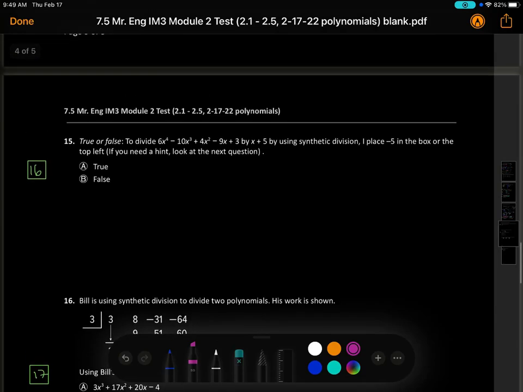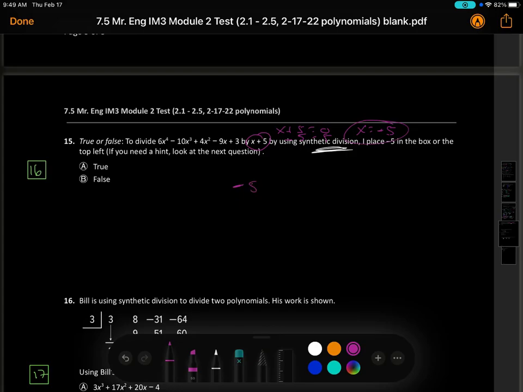Okay, question number 15. True or false? To divide 6x⁴ minus 10x³ plus 4x² minus 9x³ plus 3 by x plus 5 using synthetic division. So for synthetic division, you're going to have to set that equal to 0. Subtract 5, and you get x equals -5.